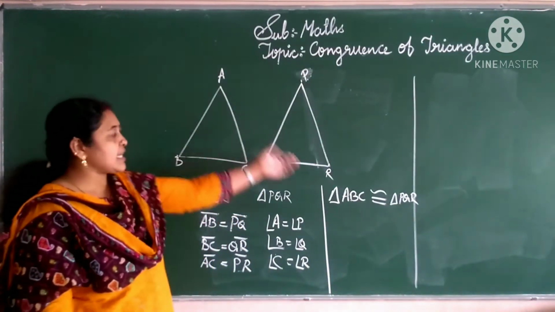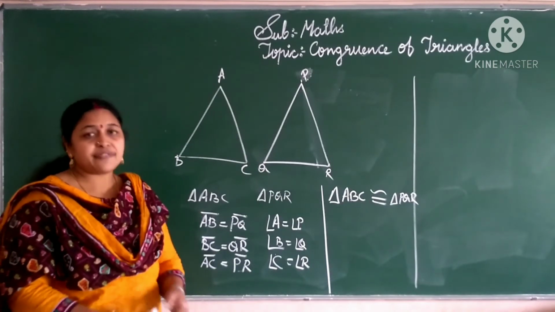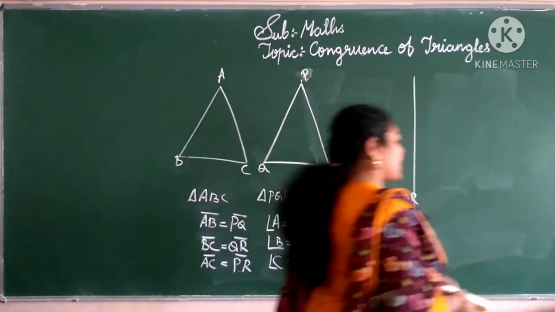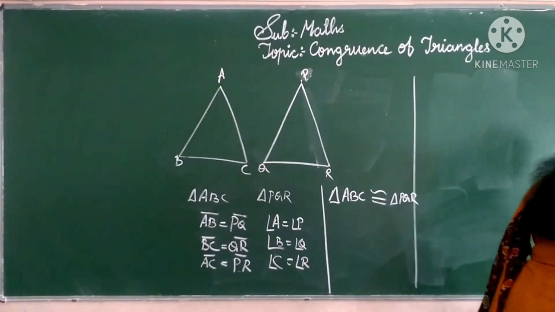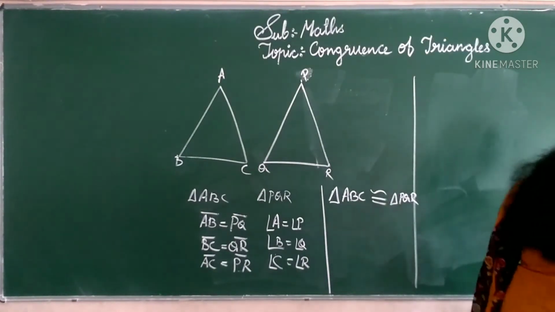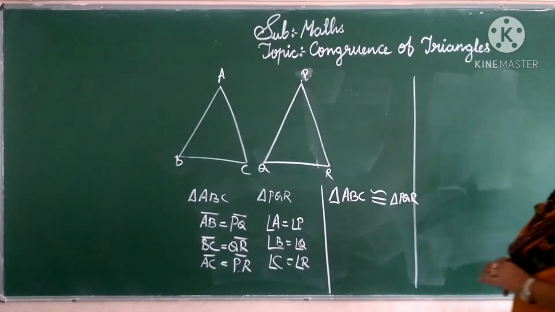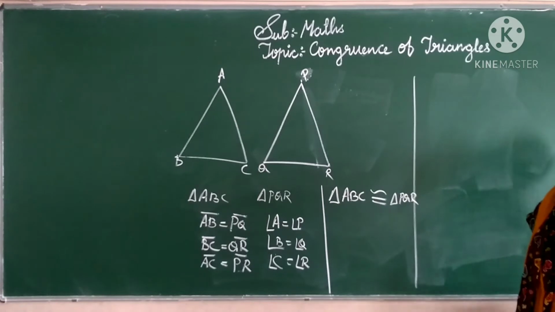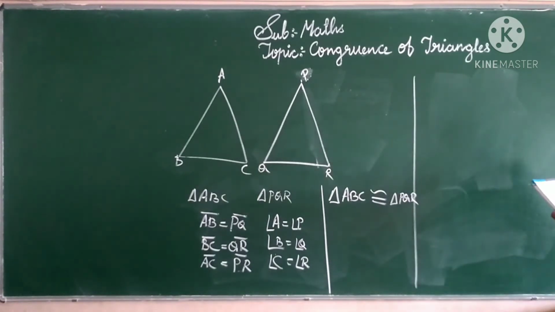Two triangles are said to be equal if they are congruent. Two triangles are said to be congruent if the length of the sides, or the length of the line segments of the triangle, are equal. Is it clear? Yes.